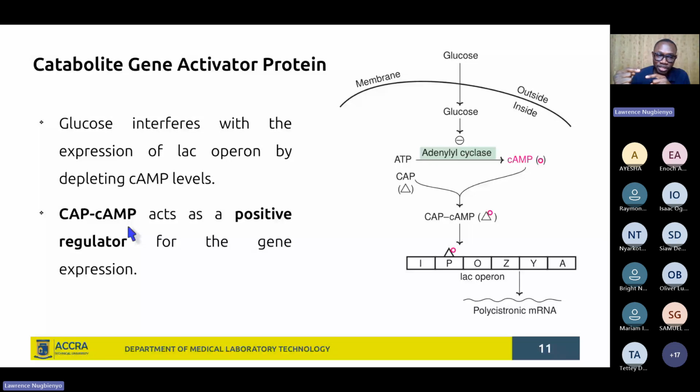Remember, lactose is a sugar, but it is not the primary sugar that is used for energy. The primary sugar which is used for energy is glucose. So in the presence of glucose, it means lactose will not be consumed by the bacteria.